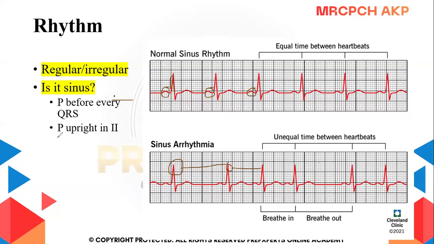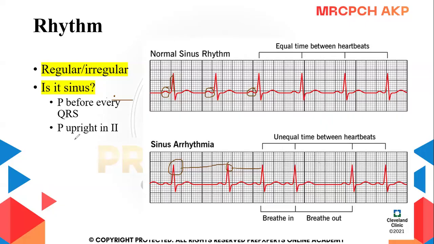Okay. And second thing, P upright in lead 2. So what does that mean? Upright means that it is a positive deflection. Positive deflection means anything coming positive. Okay? Coming above the isoelectric line. So this line that you can see on which this ECG is running will be called the isoelectric line. And any line going above that isoelectric line will be called a positive deflection or upright. And like this, S wave is going below the isoelectric line, so it is called a negative deflection, right?